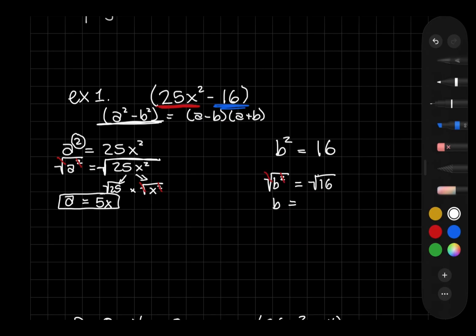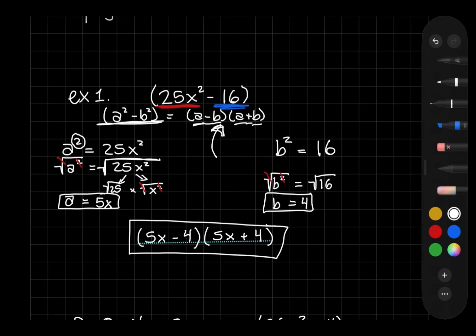The square root of 16 is 4. I know what my A is and I know what my B is. I am going to plug them back into this equation right here. So we're going to start with A. My A is 5x minus B, which is 4, close parentheses, open parentheses, A, which is 5x, plus B, which is 4.